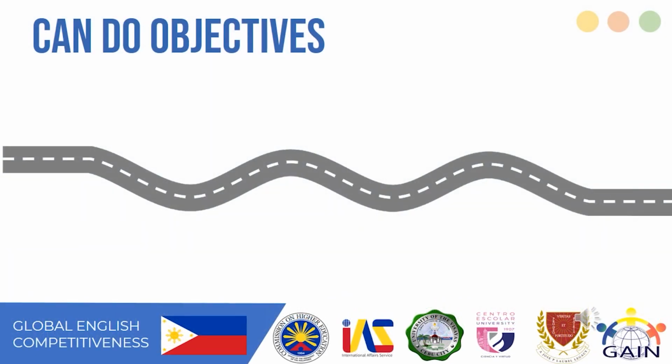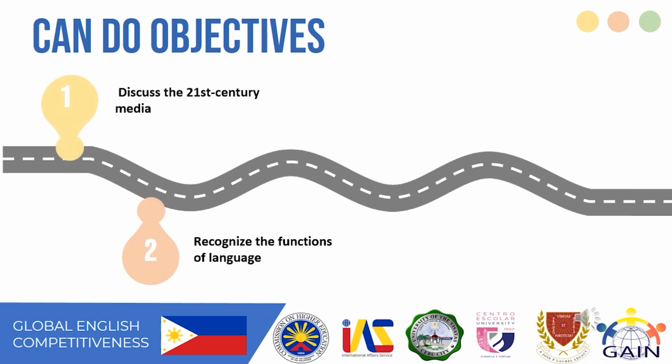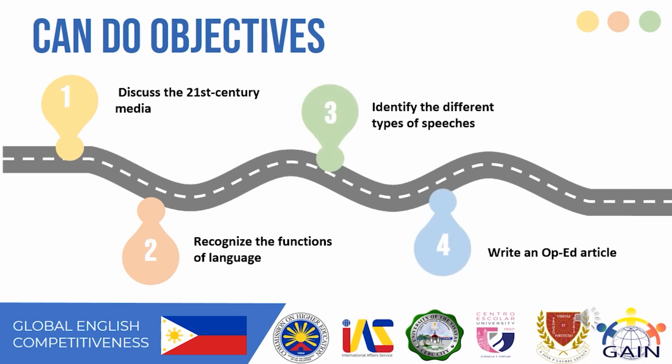To recap, we have 4 can-do objectives in this unit. First, discuss the 21st century media. Second, recognize the functions of language. Third, identify the different types of speeches. And fourth, write an op-ed article.